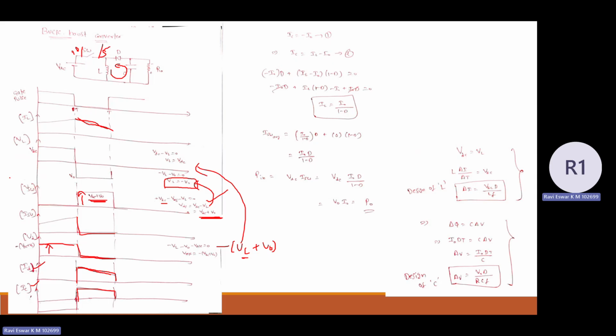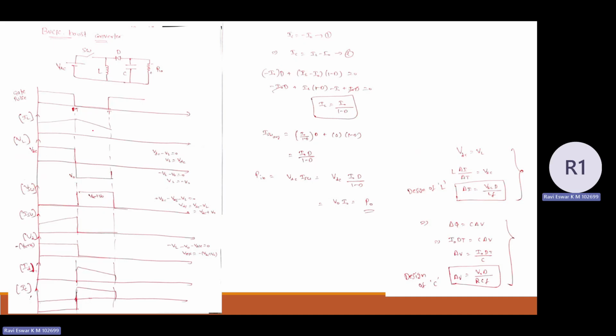This is what we have seen for the buck converter as well as the boost converter. The same thing I am presenting for the buck boost converter. Just apply KVL and get the equations, the blocking voltages, and you can see the inductor current as a reference. The same inductor current flows through the switch when it is turned on. When it is turned off, the same inductor current flows to the diode. The discharging inductor current flows to the diode, whereas the charging inductor current flows to the switch. So this is the buck boost converter waveforms.